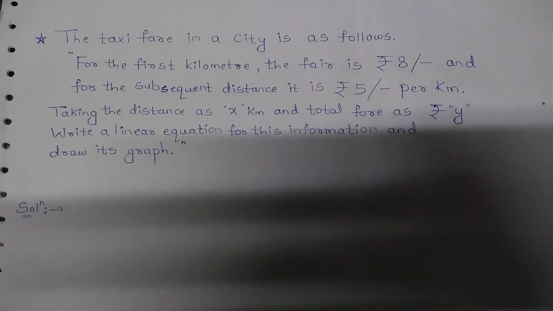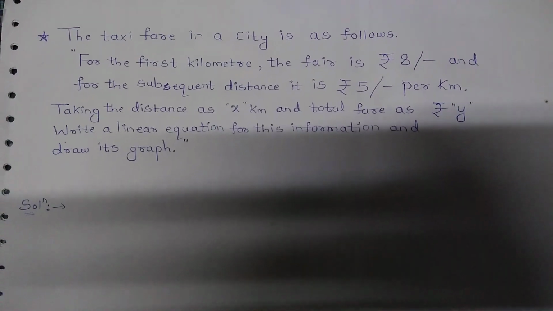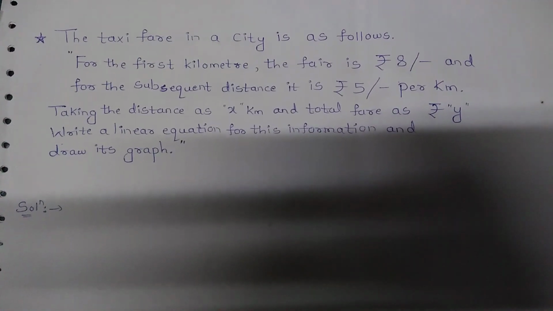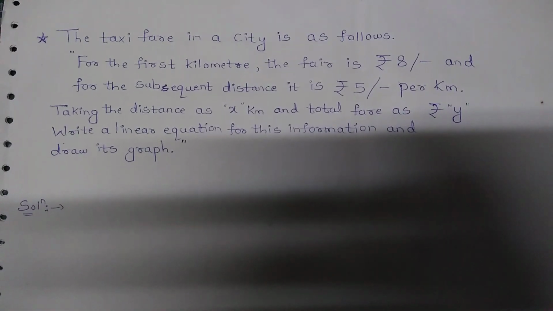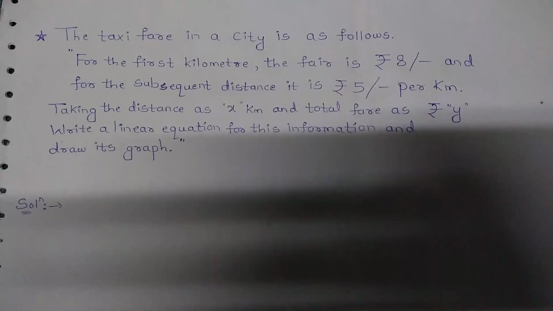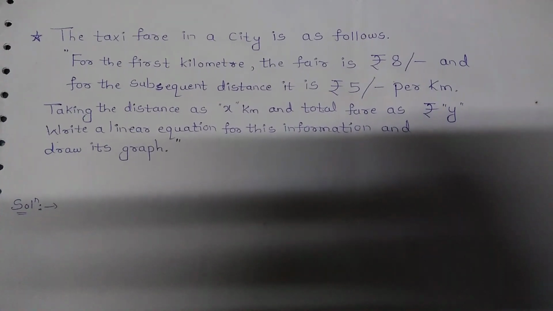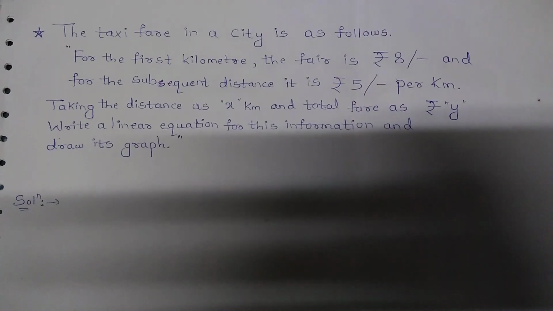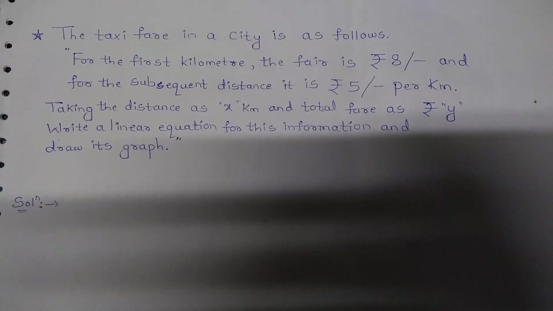So the first problem is: the taxi fare in a city is as follows. For the first kilometer, the fare is rupees 8, and for the subsequent distance, it is rupees 5 per kilometer. Taking the distance as x kilometers and the total fare as rupees y, write a linear equation for this given information and draw its graph.